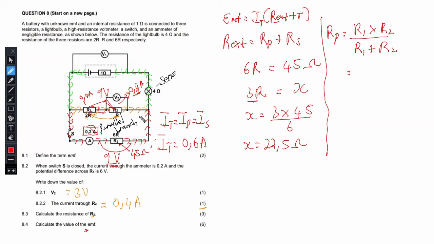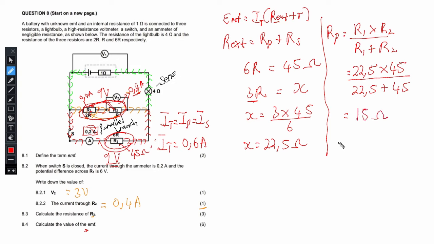Okay, so we have our R1. Let's take it as the 22.5 that we just calculated. Then the R2, we are just going to take it as all of this, right? So R1, I'm taking it as these ones combined, and then R2, I'm taking it as that one. So don't be confused. Then multiplied by 45 over 22.5 plus 45, right? And then if you punch that into your calculator, you will get exactly 15 ohms.